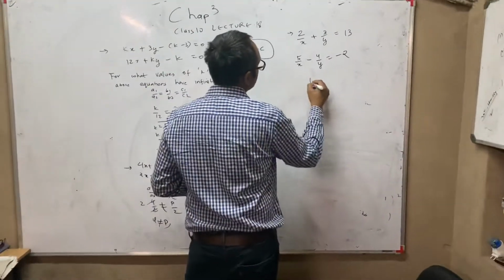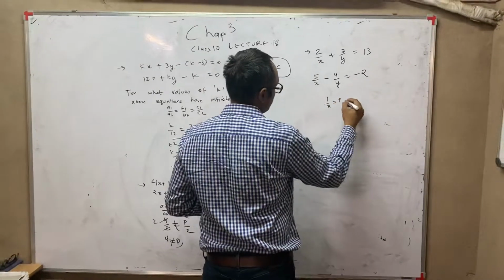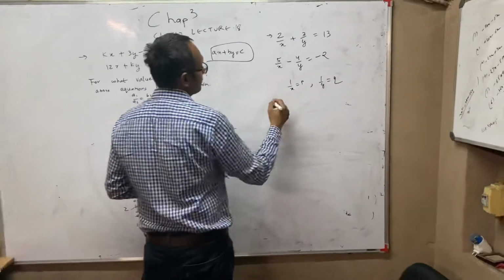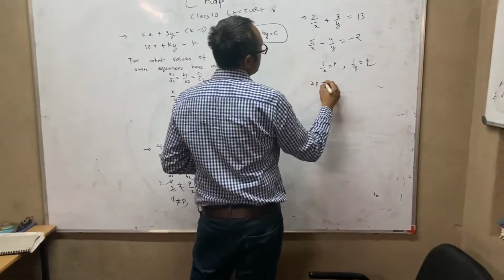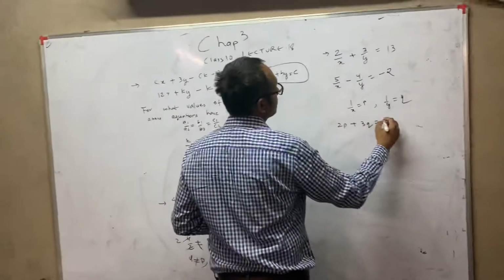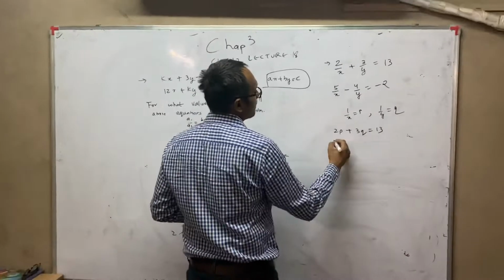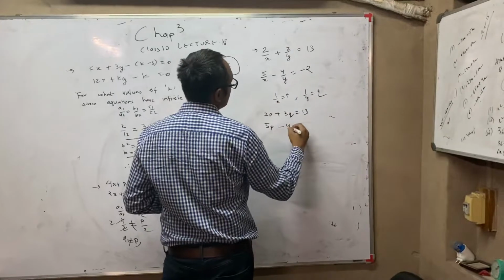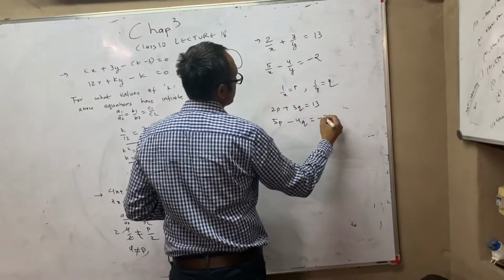First step we have to do, let 1 upon x equal to p, 1 upon y equal to q. So this equation becomes 2p plus 3q equal to 13, and this becomes 5p minus 4q equal to minus 2.